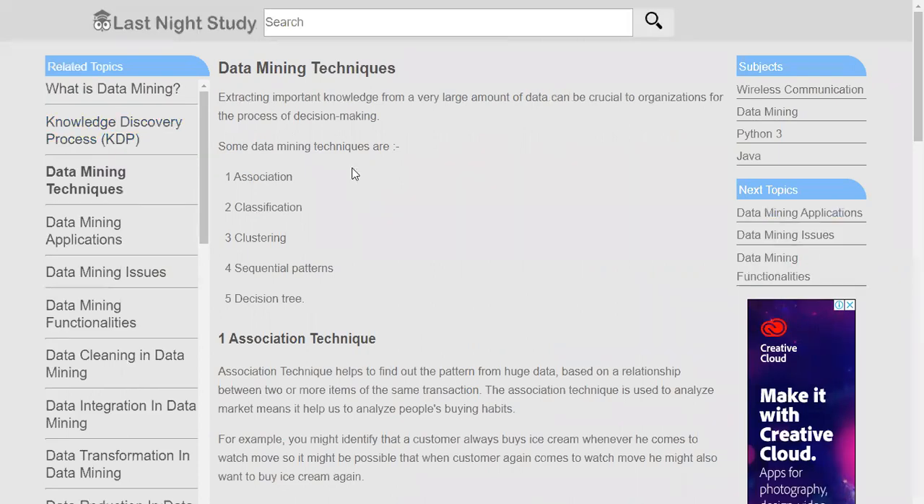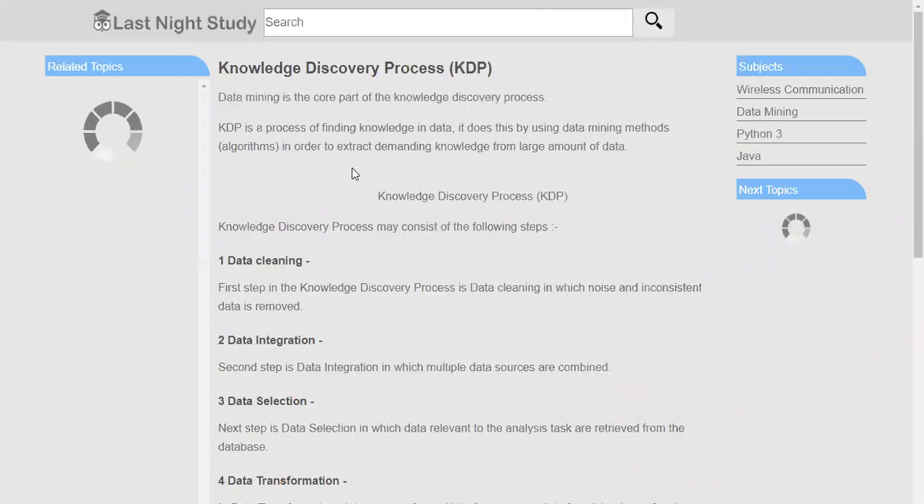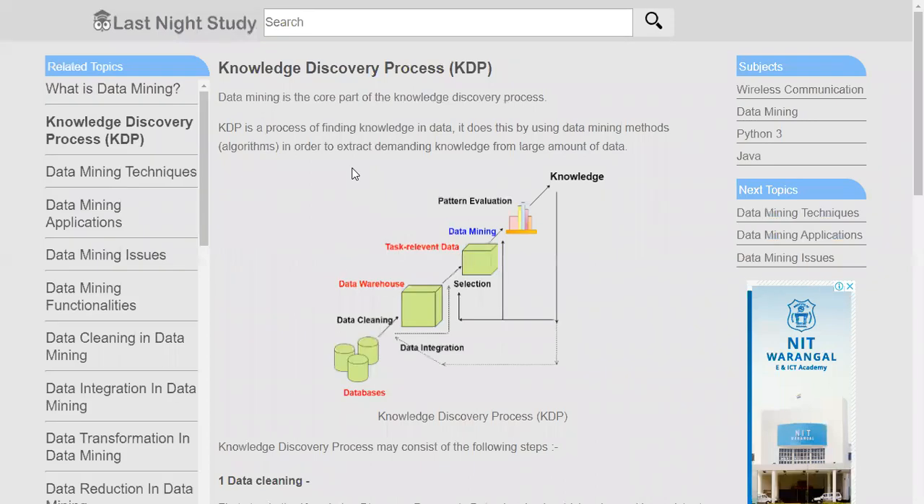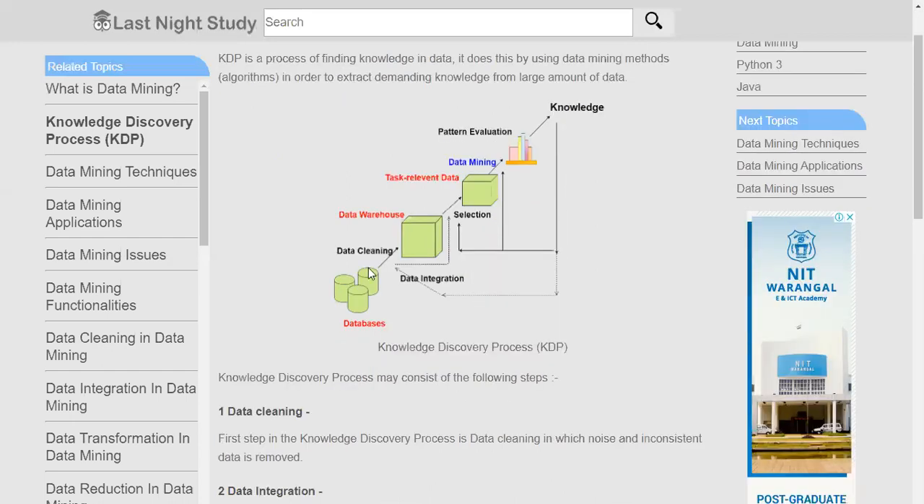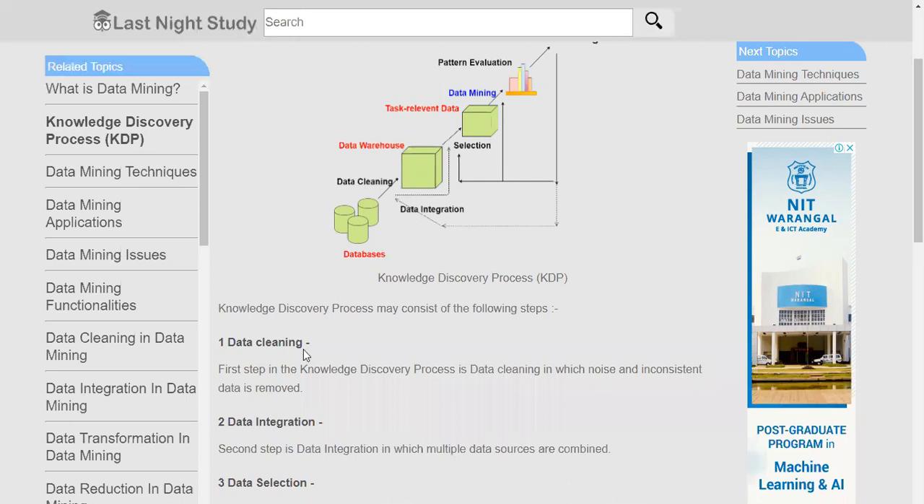In our previous lecture, we had discussed the data mining process, the knowledge discovery process, which we also call KDD, and we had described the data discovery process where we first have the cleaning of the data, and we had discussed each step in detail.